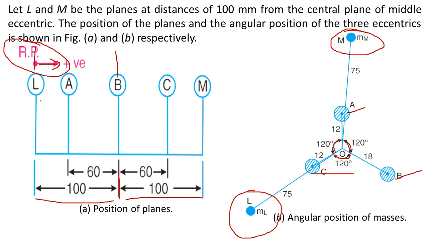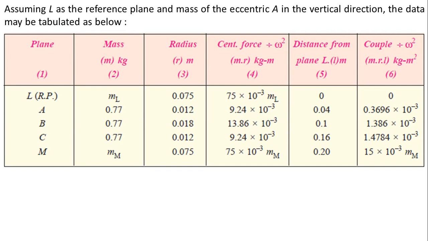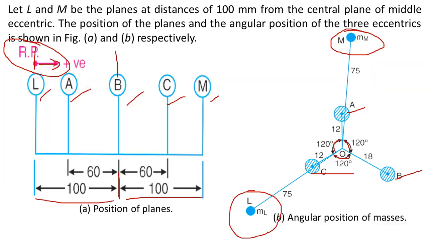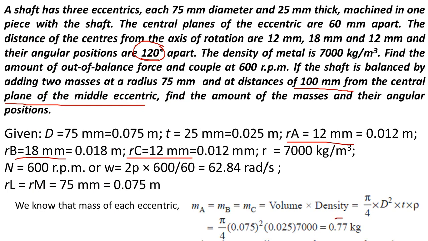So according to this, we take L, A, B, C and M. Then the masses for L and M are unknown, so ML and MM are not known to you. And the other masses are all the same, all having 0.77 kg here.